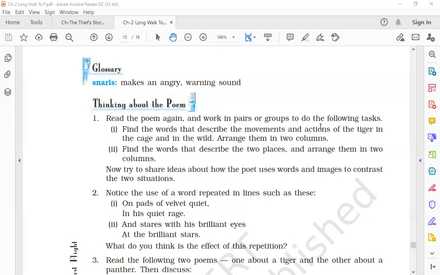So wild sanctuaries and tiger reserves are the better alternative, where these wild animals can live freely and be protected and conserved properly. So this is what is actually conveyed through this poem, A Tiger in the Zoo. How the poet has beautifully highlighted the theme, presenting the torture that human beings inflict on animals by keeping them in cages just for the sake of amusement and fun.